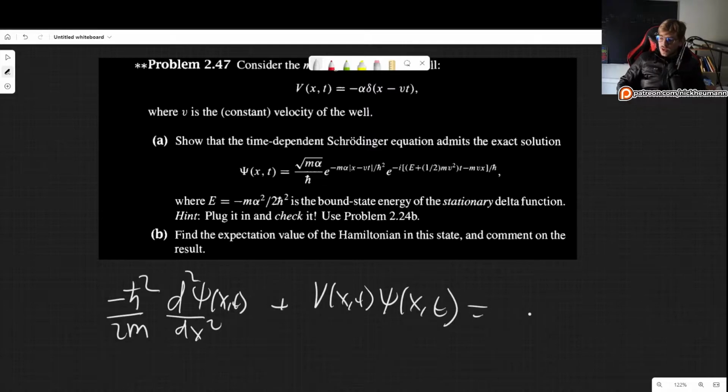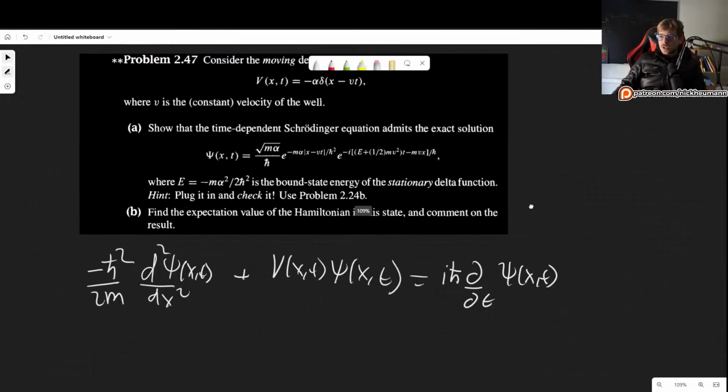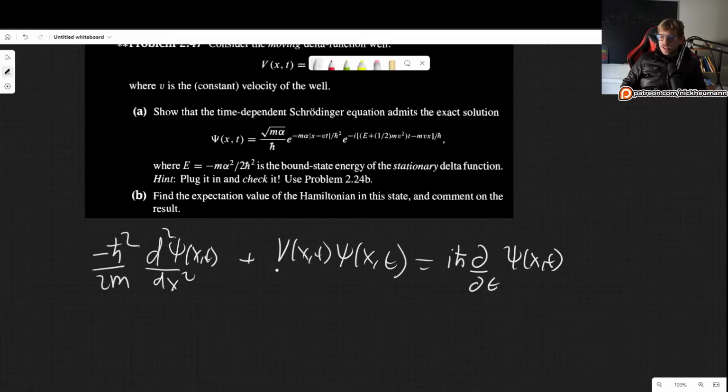This is equal to, and now instead of the energy, let's write it as iħ ∂/∂t. This is the time-dependent Schrodinger equation, so we need to treat it as such. Okay, so this is what we need to plug everything into. The potential, of course, we already know, but what we don't know yet is the time derivative and the x derivative. So let's calculate those.